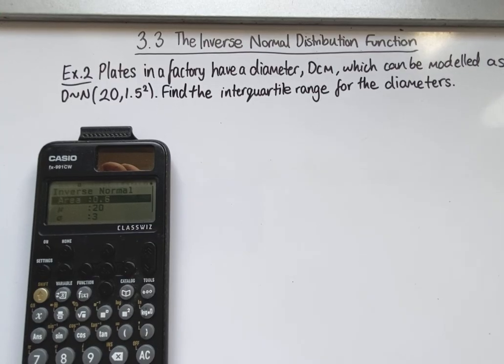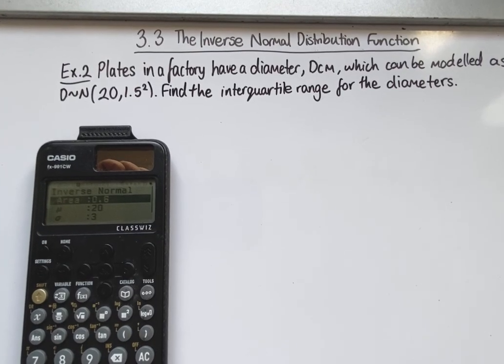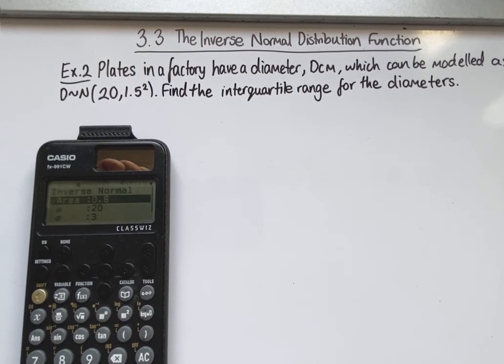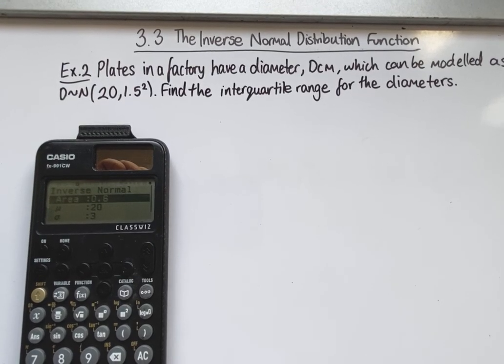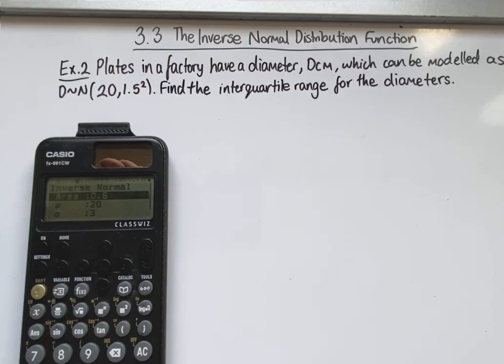Let's do one more example. Plates in a factory have a diameter d centimeters, which can be modeled as D follows a normal distribution with a mean of 20 and a standard deviation of 1.5. Find the interquartile range for the diameters.